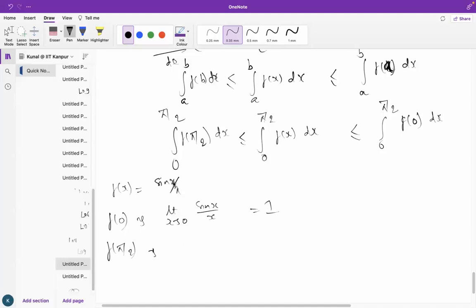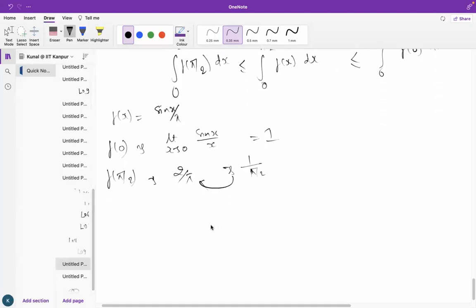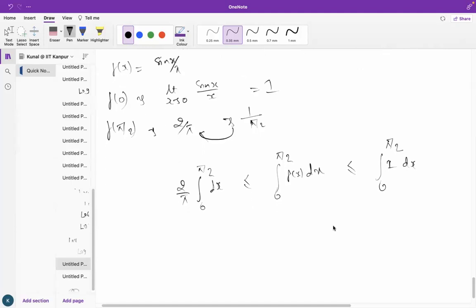Then we have to find f of pi by 2. So it will be 2 by pi, because sin pi by 2 is 1 and the x value is pi by 2. So its value is 2 by pi. Now, what we get: 2 by pi, integrating from 0 to pi by 2 dx, is less than or equal to the integral from 0 to pi by 2 of f of x dx, which is less than or equal to the integral from 0 to pi by 2 of 1 dx, right?